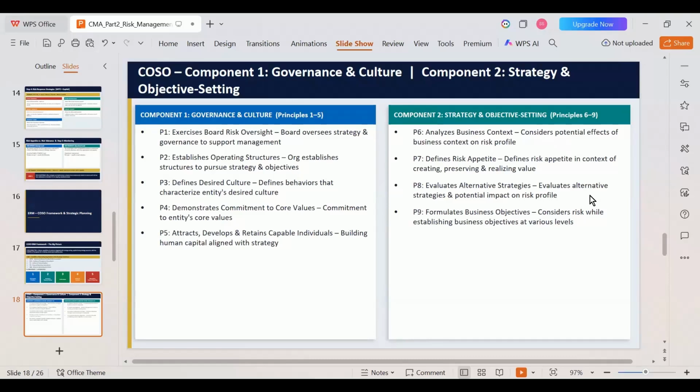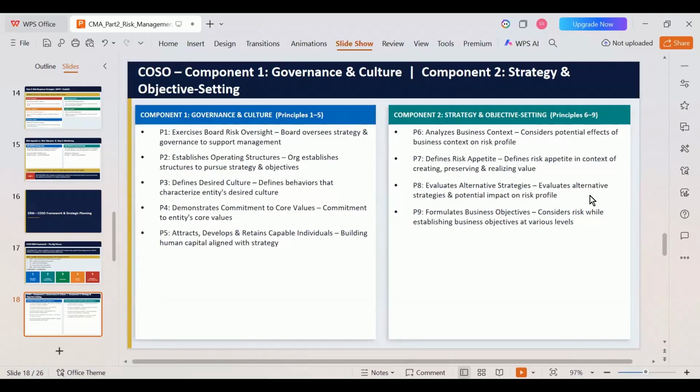Then comes demonstrating commitment to core values. There has to be a commitment to the core value, or the ultimate objective that we need to earn in a business. Everybody needs to be committed to that ultimate goal and objective, ultimate value creation. Then comes attracting, developing, and retaining capable individuals. Valuable talents of individuals are also called an asset to the company, and they will have to retain it. So these are the 5 principles under the component governance and culture.